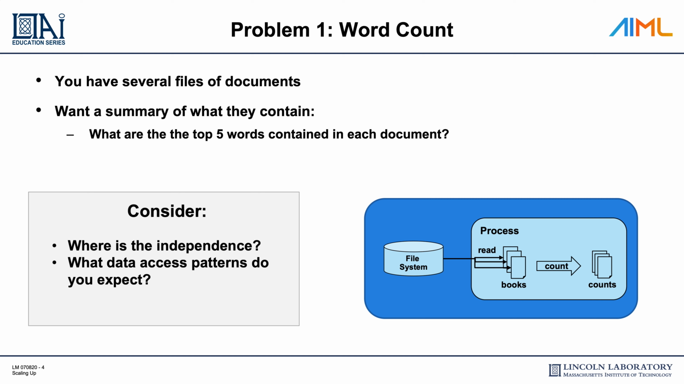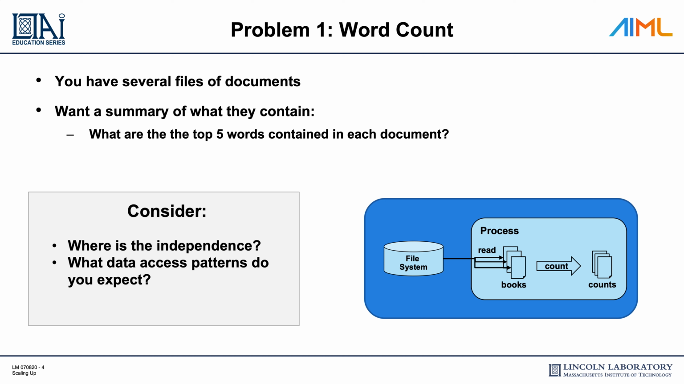Before we take a closer look at how to scale machine learning applications, let's go over a few examples. These are based on a word count problem. We have several documents stored in files, and we'd like to get a summary of what they contain. To do that, we get the top 5 words used in each document. The two questions you want to ask yourself to identify an HPC workflow and figure out how to parallelize an application are, where is the independence, and what data access patterns do you expect?